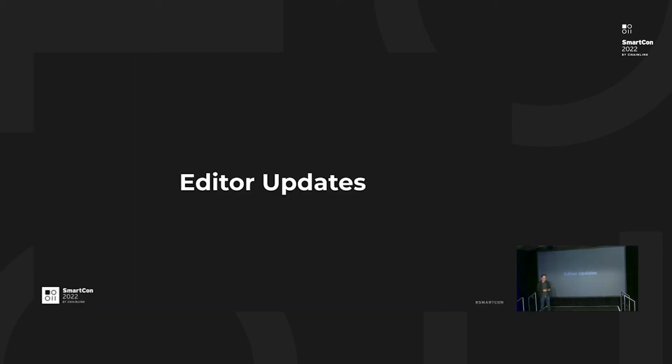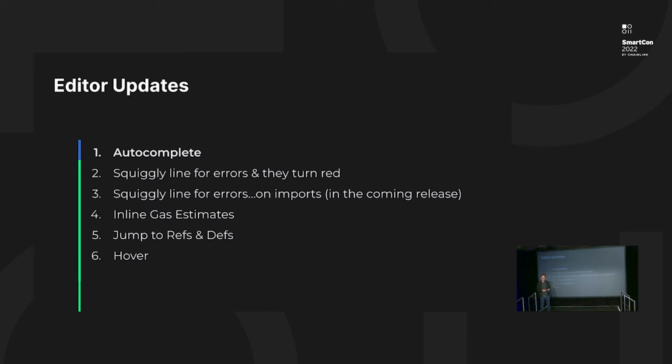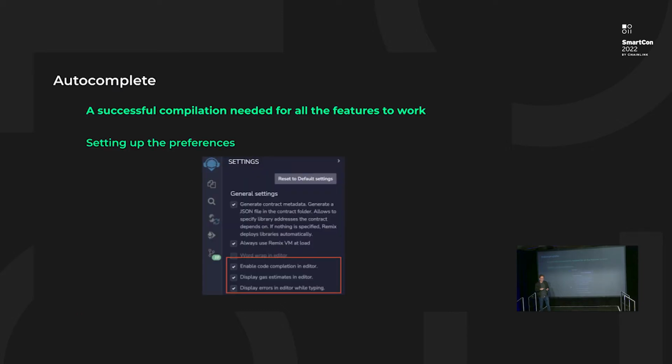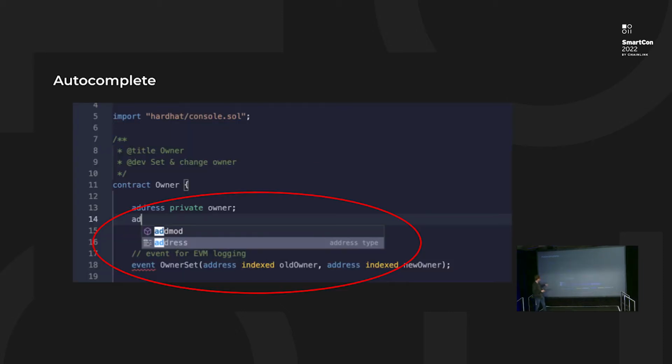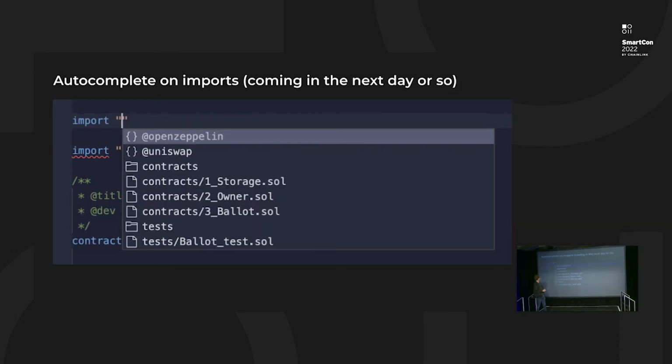Here are some editor updates. There's autocomplete. You need a successful compilation first, and you can turn this off and on. It means autocompile is going to be on while you're using autocomplete. Now if you're typing AD in your smart contract, the address will autocomplete. In the next release, we're doing autocomplete on imports.